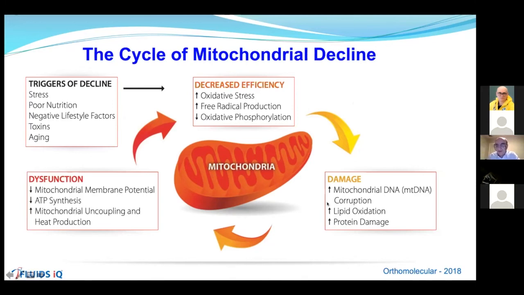So you have increase in mitochondrial DNA corruption, increased lipid oxidation, like I mentioned earlier, and increased protein damage. All of that leads to dysfunction in its myriad of forms. You're losing that membrane potential in the mitochondrion, decreased ATP. That's the gasoline that we're supposed to be producing. You get less of it. And with all of that, you are uncoupling the mitochondrial function from the rest of the cell.